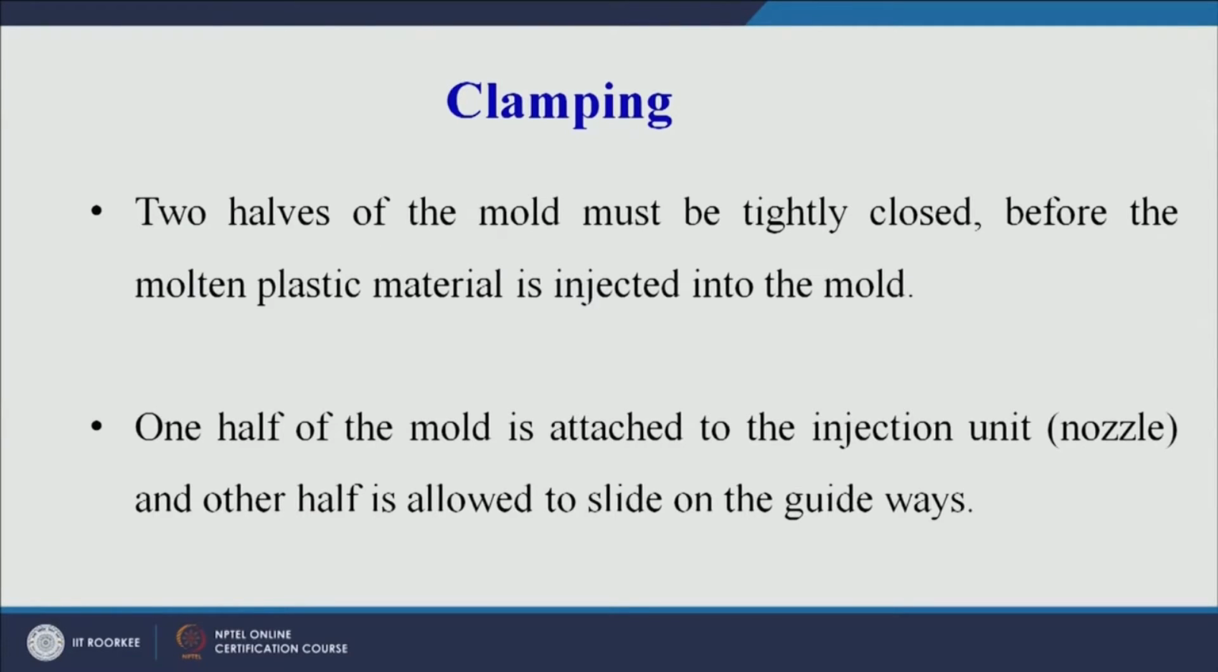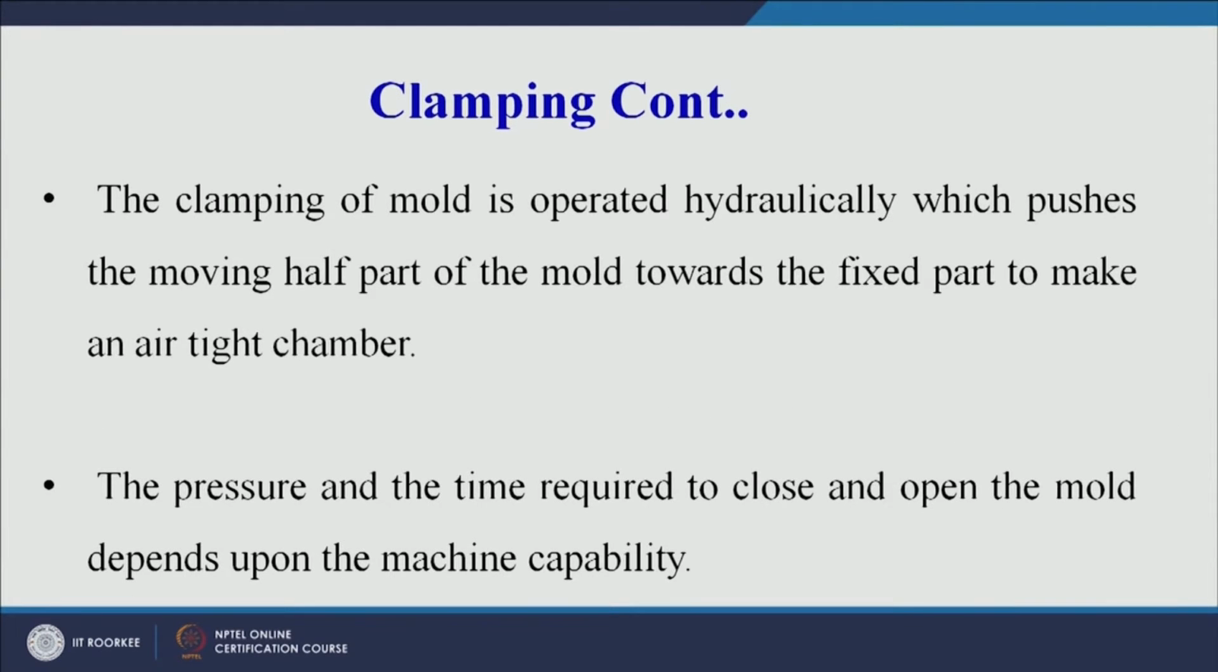Now clamping. Two halves of the mold must be tightly closed before the molten material is injected into the mold. One half of the mold is attached to the injection unit, that is the nozzle, and the other half is allowed to slide on the guideways or the tie bar. The clamping of the mold is operated hydraulically, which pushes the moving half of the mold towards the fixed half of the mold to make an airtight chamber.